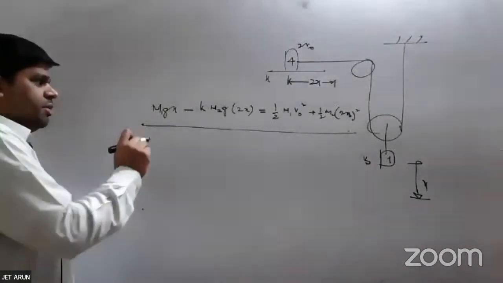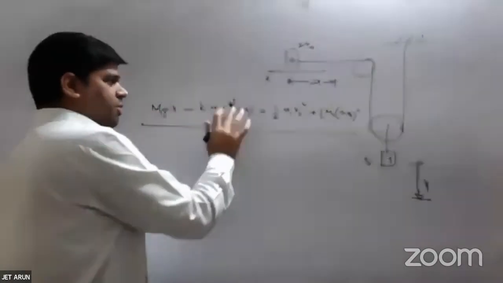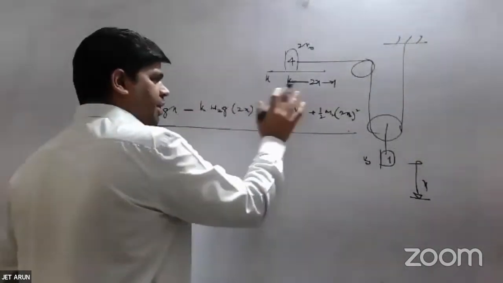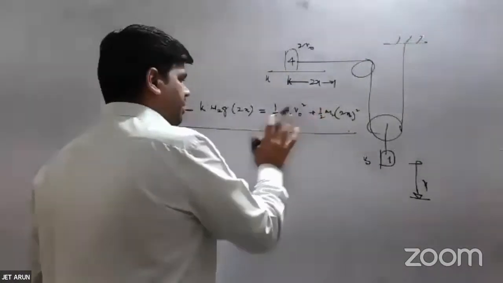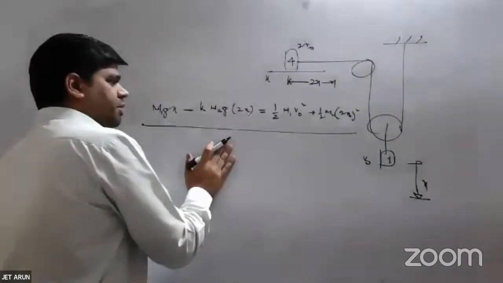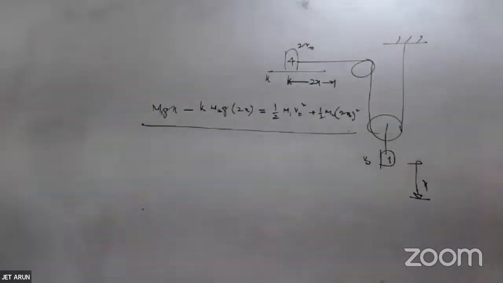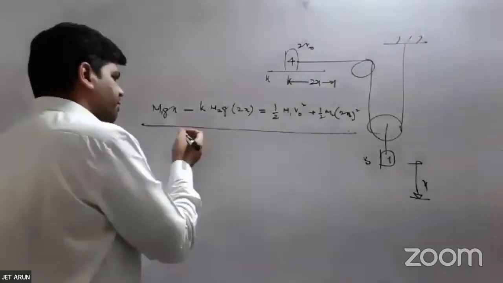Do you understand this equation? This is potential energy drop, minus loss, whatever remains, that is equal to gain in kinetic energy. All right. Drop in potential energy is equal to gain in kinetic energy, but there is a loss due to friction as well. So everything is known except mu. Okay, let's solve it.